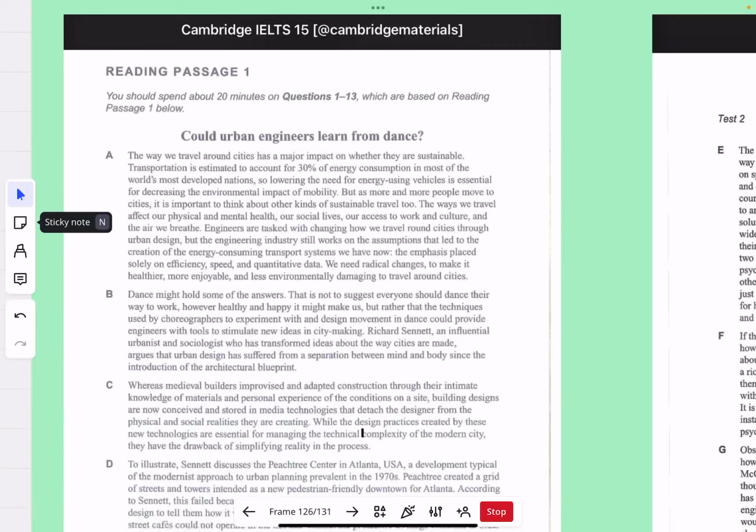other kind of sustainable travel too. The ways we travel affect our physical and mental health, our social lives, access to work, the culture and the air we breathe. Engineers are tasked with changing how we travel around cities through urban design, and the engineering industry still works on the assumption that leads to the creation of the energy-consuming transport system that we have now.